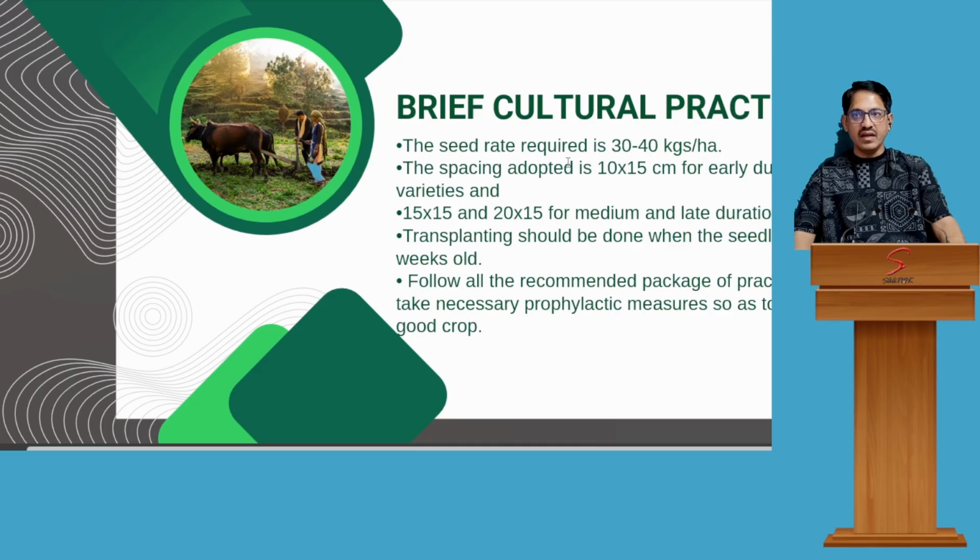There are high-tech things we have to adopt for getting higher yield. The first is seed rate requirement. 30 to 40 kg per hectare is required. The proper spacing depends upon varietal type, whether it is semi-spreading, erect, or high tiller producing varieties. Then transplanting must be done when the seedlings are 3 to 4 weeks old. And most important is to follow all the recommended packages of practices and take necessary prophylactic measures so as to raise a good crop.